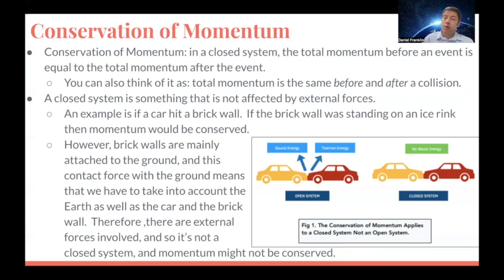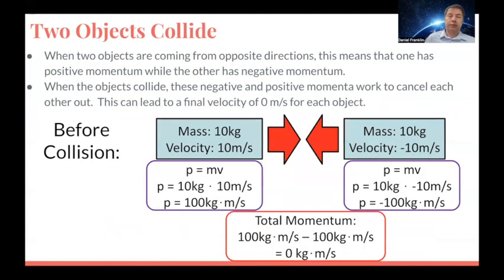So if it's attached to the ground, this means that we have the earth as well as the car and the brick wall. So there are external forces involved. We have to be really careful about this, because what we see, we might go, why is it not working the way I expected? Well, that's partly because of outside forces involved.